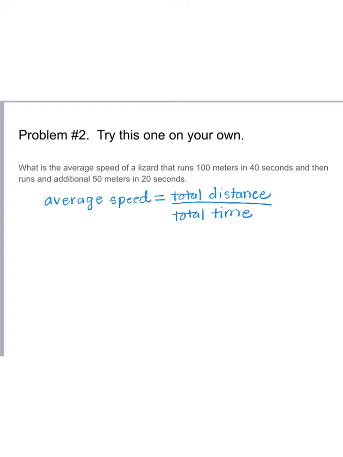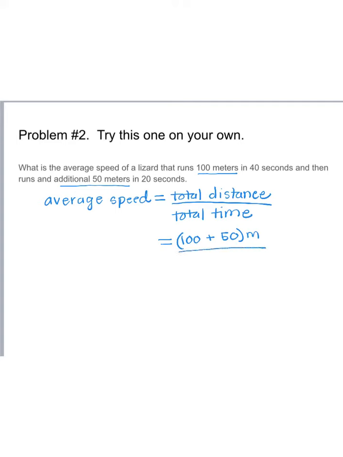And so when we think about this little lizard, he runs 100 meters and then he runs an additional 50 meters. So the total distance he runs is 100 plus 50. Notice the units have to be the same, meters and meters. If you're going to add quantities, they have to have the same unit. So in this case, we're fine.